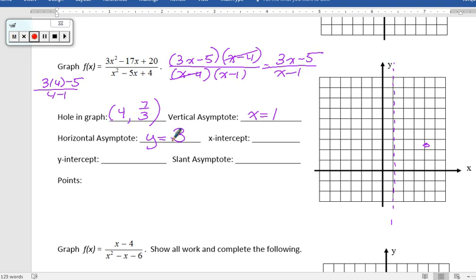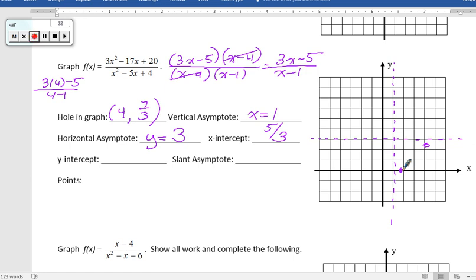To find our x-intercept, that comes from solving the numerator. So if I was to set the numerator equal to 0, I would get 5/3. All right, so let's get these things on here. We had a horizontal asymptote at y is equal to 3. I also have an x-intercept at 5/3. That's going to be about there.